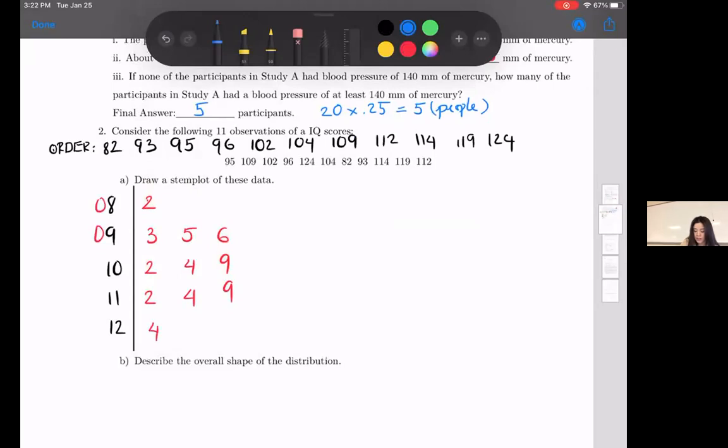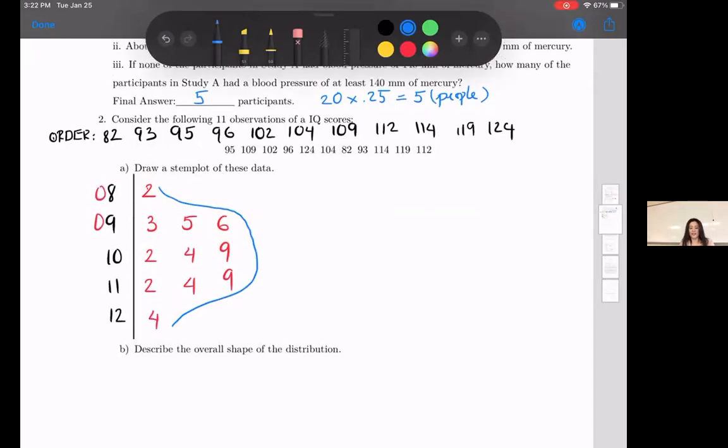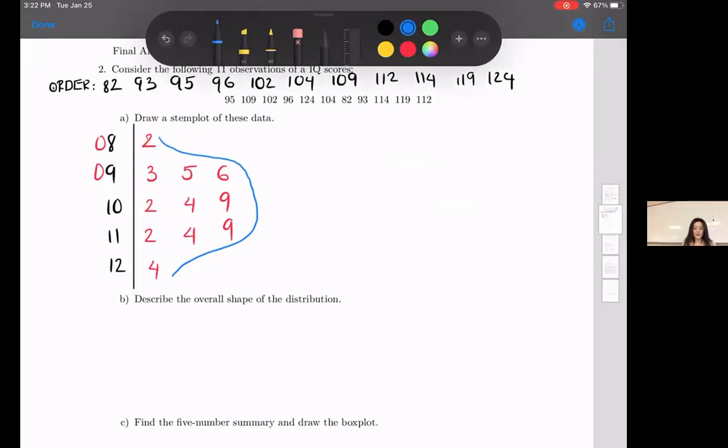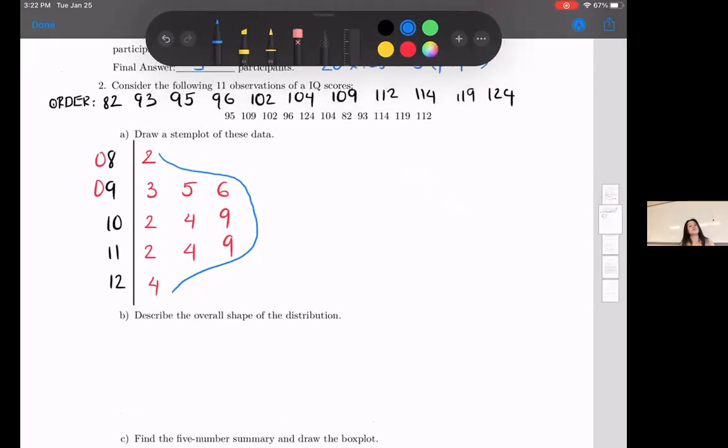And now if I draw my density curve, wow, it's like a perfect normal density curve, right? So the normal is a bell shape. So what do you say? Describe the overall shape of the distribution. Make sure you include the context. That's part of your grade.